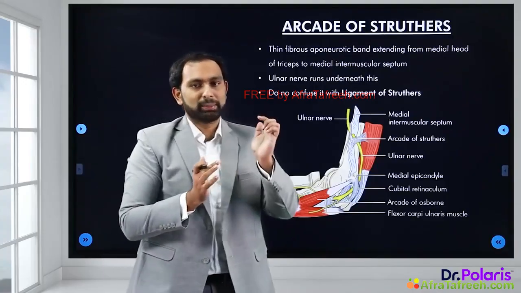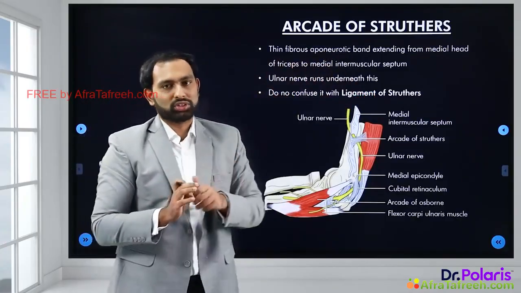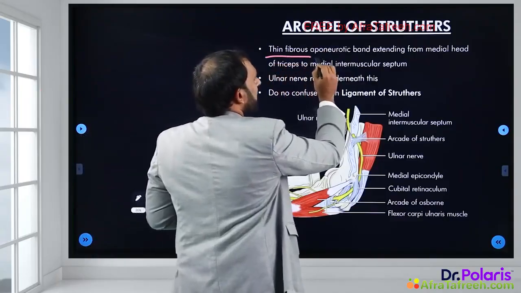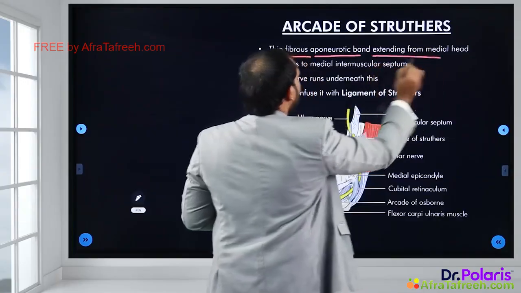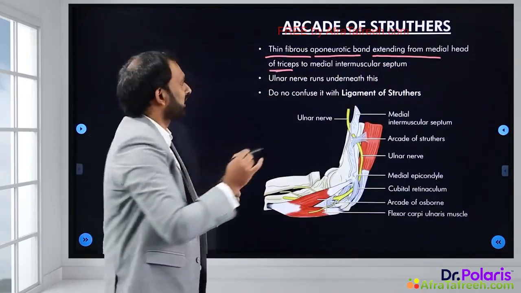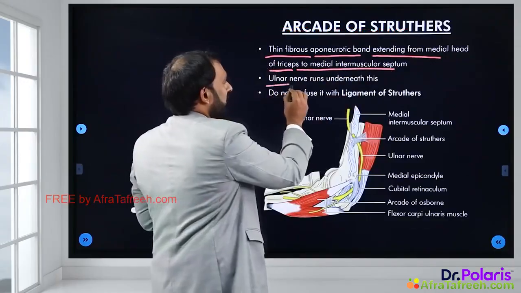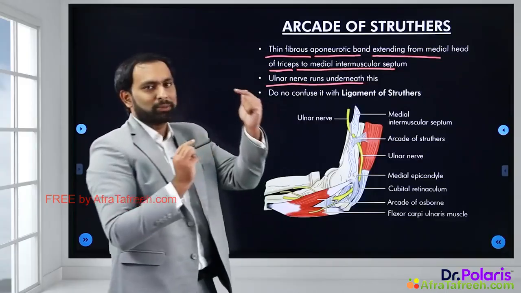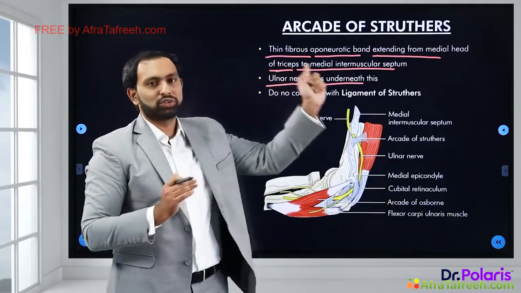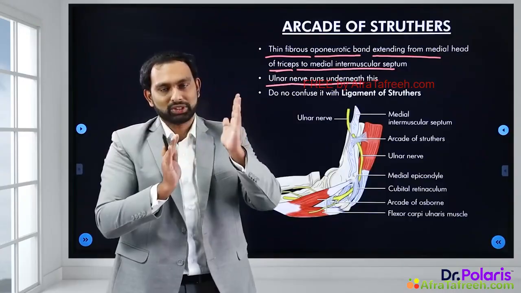After it pierces the medial intermuscular septum, it encounters a structure, and that structure is the arcade of Struthers. Let's understand what the arcade of Struthers is. The arcade of Struthers is a thin fibrous aponeurotic band extending from the medial head of the triceps and getting attached to the medial intermuscular septum. The ulnar nerve runs underneath the arcade of Struthers. So once it pierces the medial intermuscular septum, it runs under the arcade of Struthers, an aponeurotic band coming from the medial head of the triceps and getting attached to the medial intermuscular septum.